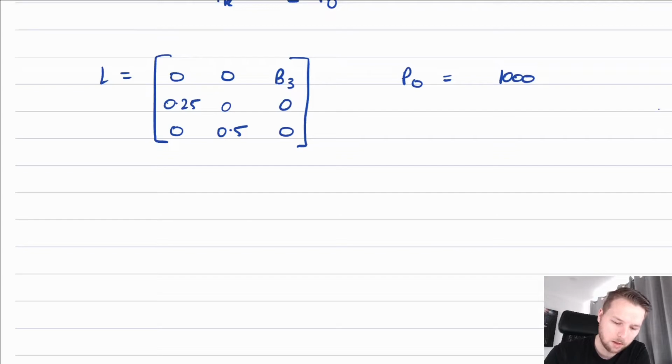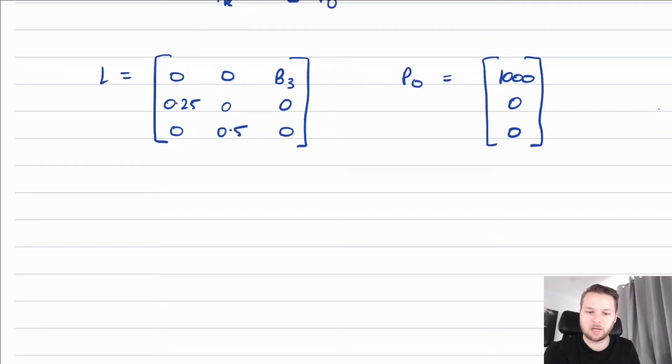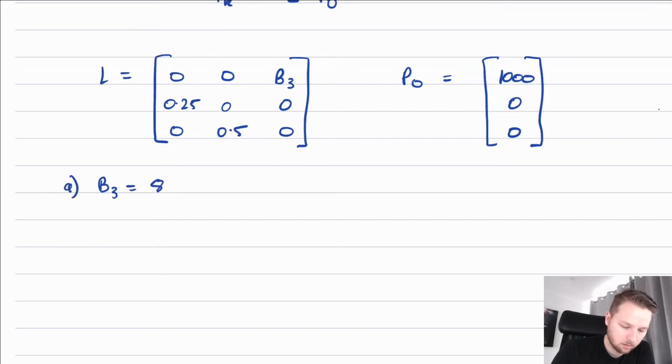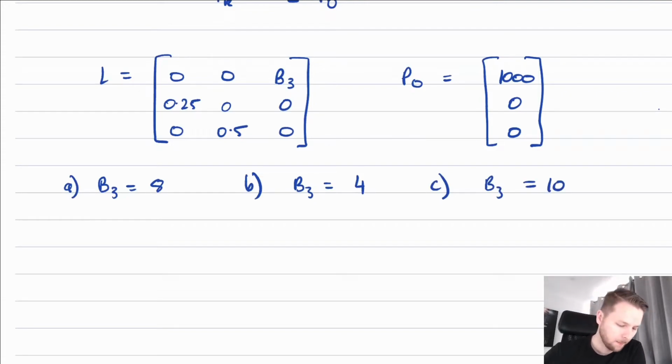We've got 1,000 babies and nothing in the older age ranges. So it's possible this is some sort of experiment. They've just brought some babies into captivity and are seeing how they're going to do in captivity. So we're going to investigate the long-term behavior of the population if, A, b3 equals 8, B, b3 equals 4, and C, b3 equals 10. So we're going to change our birth rates now. We're going to say birth rate 3 is going to be 8. We're going to start with A.